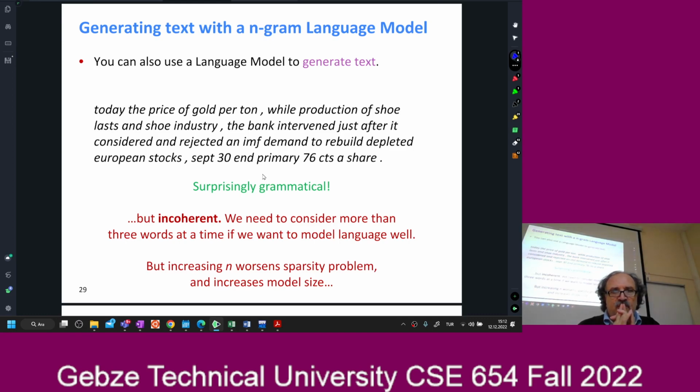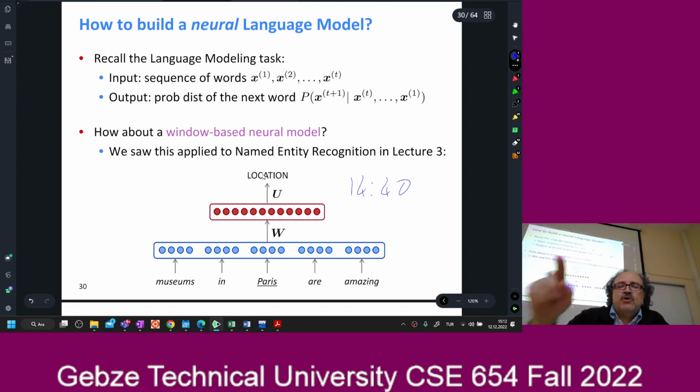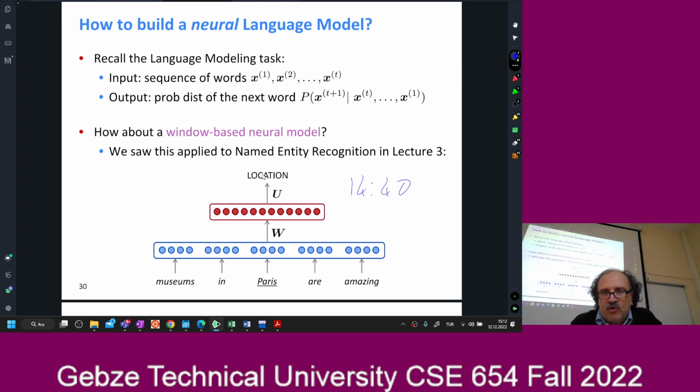Today the price of gold per ton, while production of shoe lasts and shoe industry, the bank intervened just after it considered and rejected. Not coherent, just nonsense stuff, but grammatically looks okay. We know that. So we are not going to do language modeling using n-grams, but we are going to do neural language modeling using a neural network, of course.